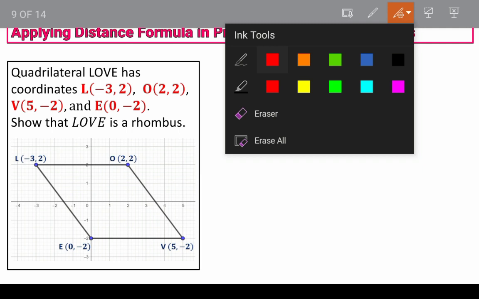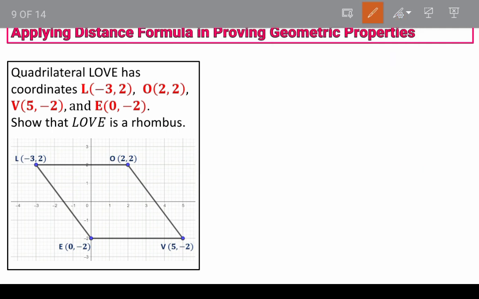So let's start with LO. Let's find the distance from point L to point O. So we have L at negative 3, 2, and O at 2, 2.